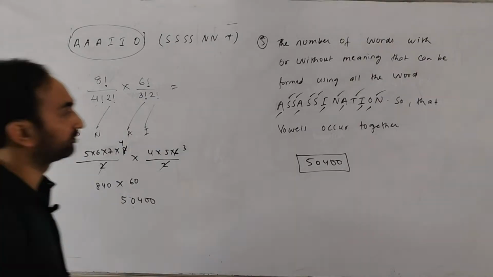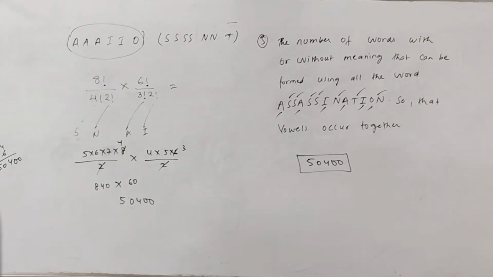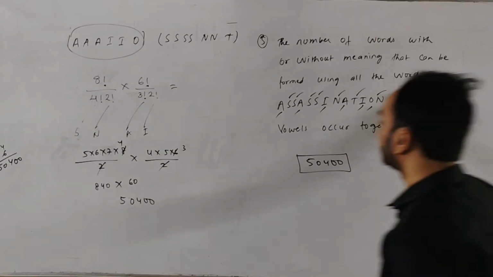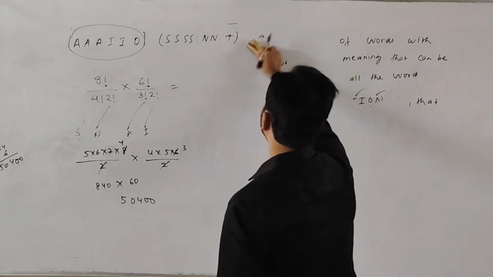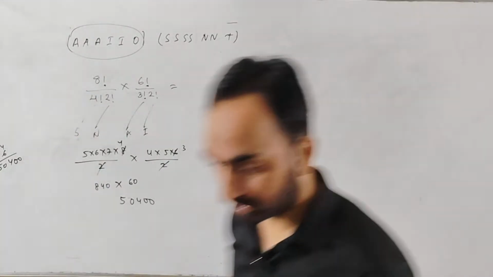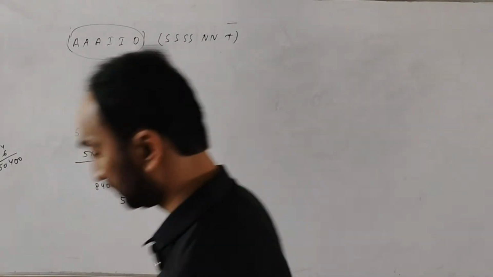This was question number 5. We will move to another type now. Some questions we will take from the ratio part. Now come to question number 6. Just see what is question number 6.